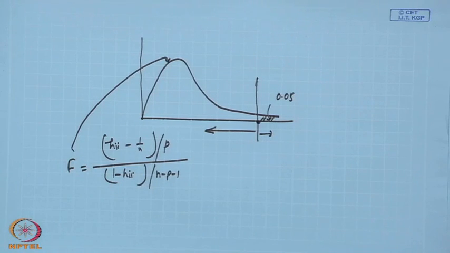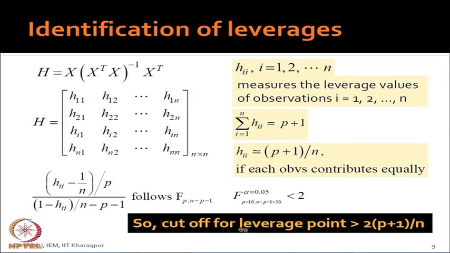There are several cutoffs given, but the most widely used cutoff for a leverage point is Hii greater than 2 into (p plus 1) by n. Here p plus 1 is the number of parameters estimated, n is the sample size, and this 2 is coming because we have seen that the F value will be less than 2 for most situations. So, when this condition is satisfied, we say the point is a leverage point, in the sense it has influence on the regression estimates.